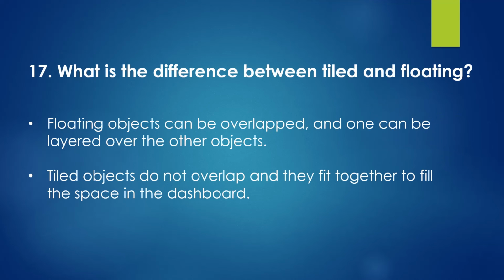Then we have, what is the difference between tiled and floating? Simply, floating objects can overlap, and one can be layered over the other objects. So this means that it's up to you to change the size of your object. You can change the height, you can change the width, right? Whereas tiled objects do not overlap, and they fit together to fill the space in the dashboard. So you cannot change the size manually, or, for example, have one view or one graph on another. Okay, so this is the main difference between floating and tiled objects.